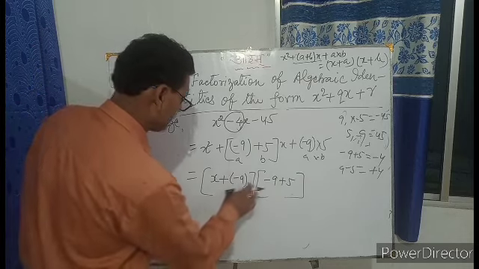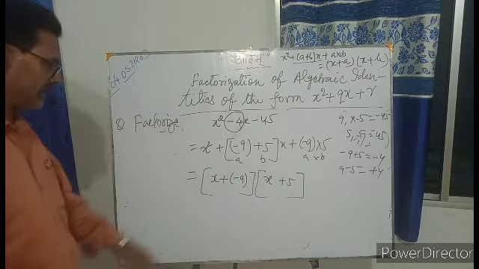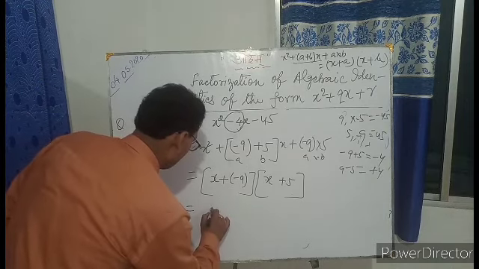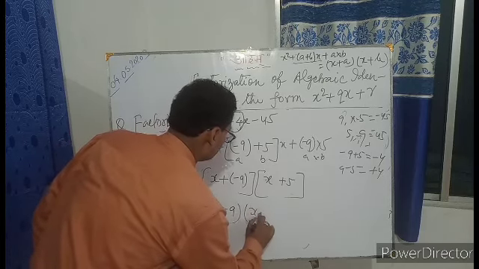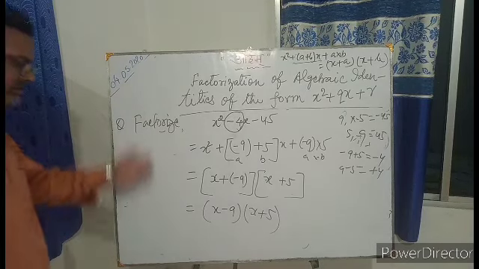Sorry, x plus a, x plus, sorry, x plus b. What is b? It is 5. So what do we have? x plus -9 into x plus 5.